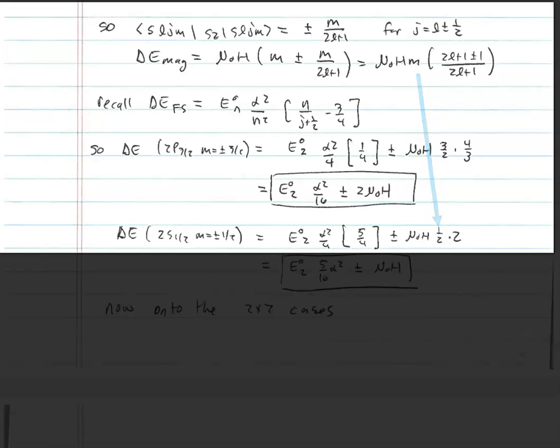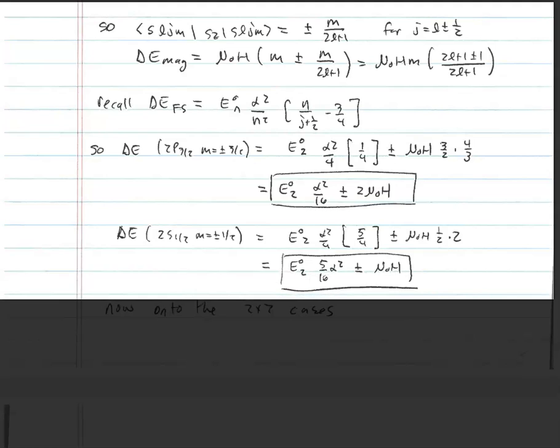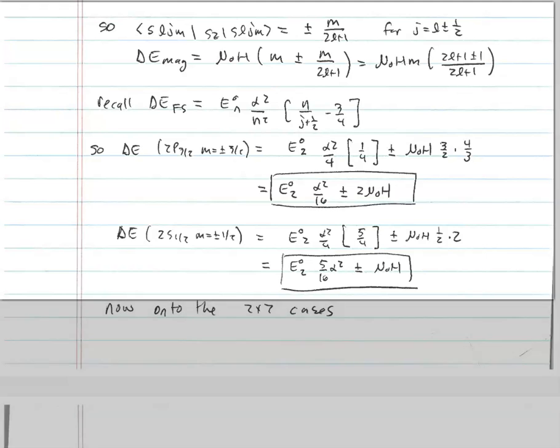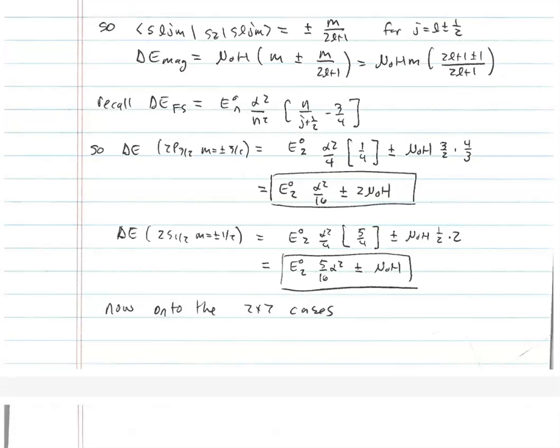And my L is equal to 0. So, my j here is equal to L plus a half, so I'll use the plus sign. So I'll get a 2 divided by 1. So I get mu 0 h times a half times 2 with a plus or minus sign. So we get E0 2 times 5/16 alpha squared plus or minus mu 0 h. And we've gotten now 4 of our energy levels done.